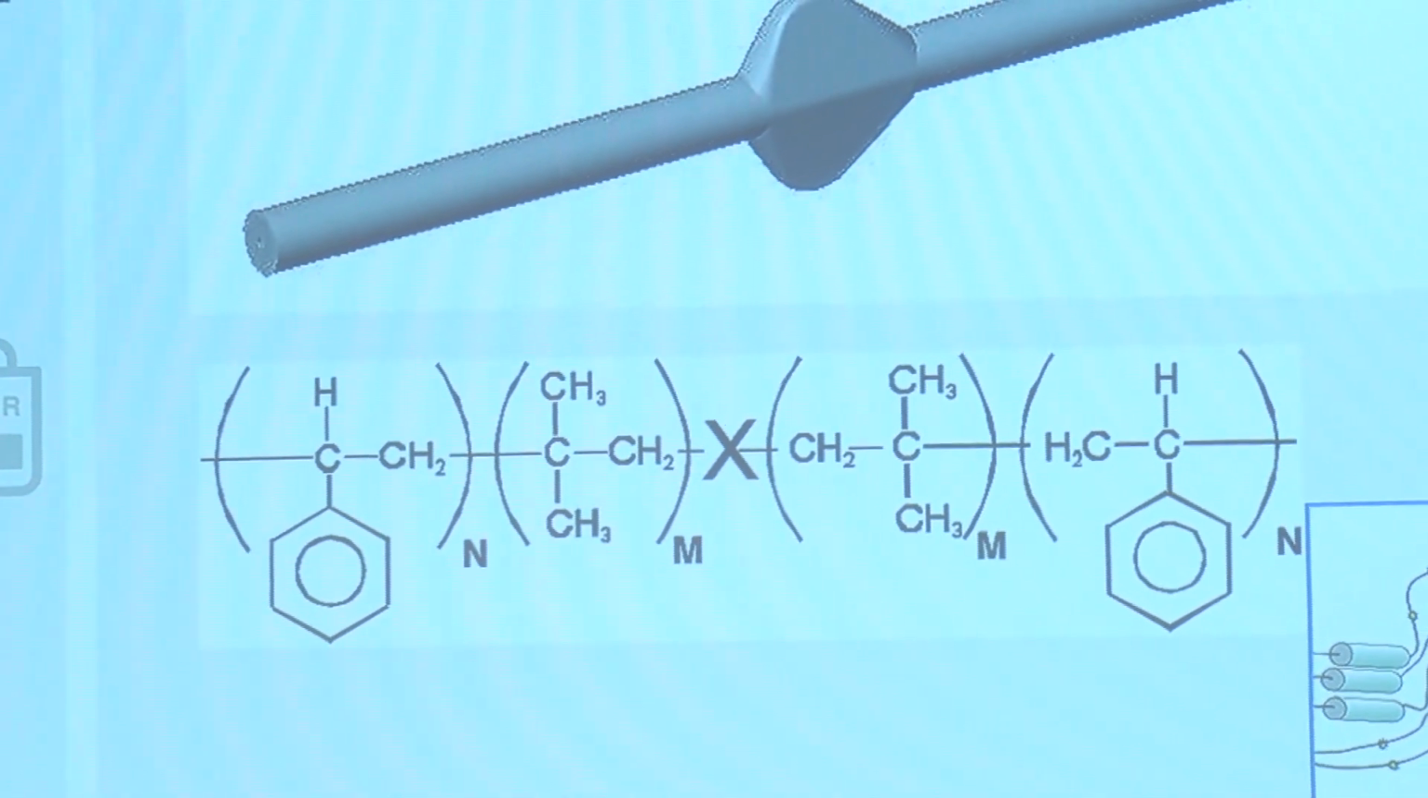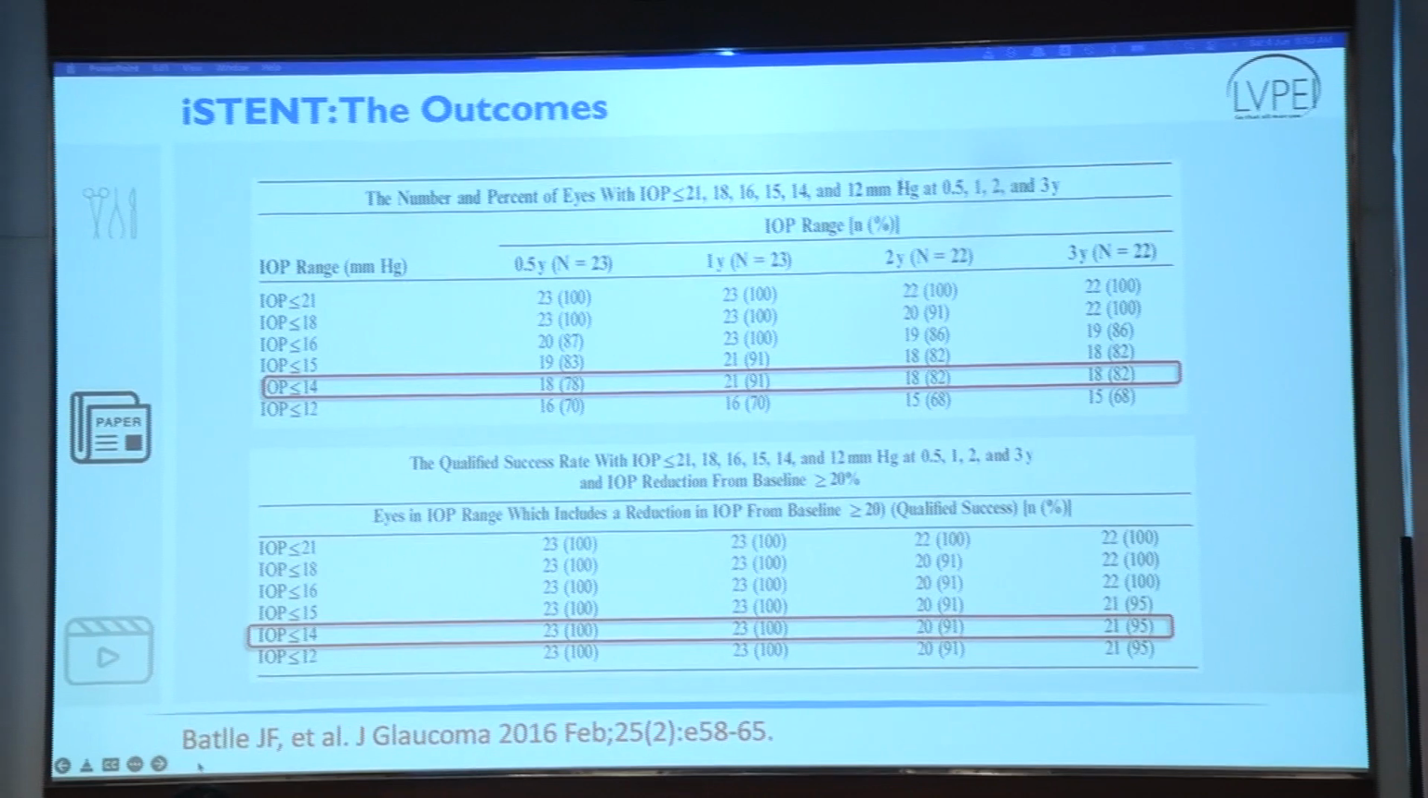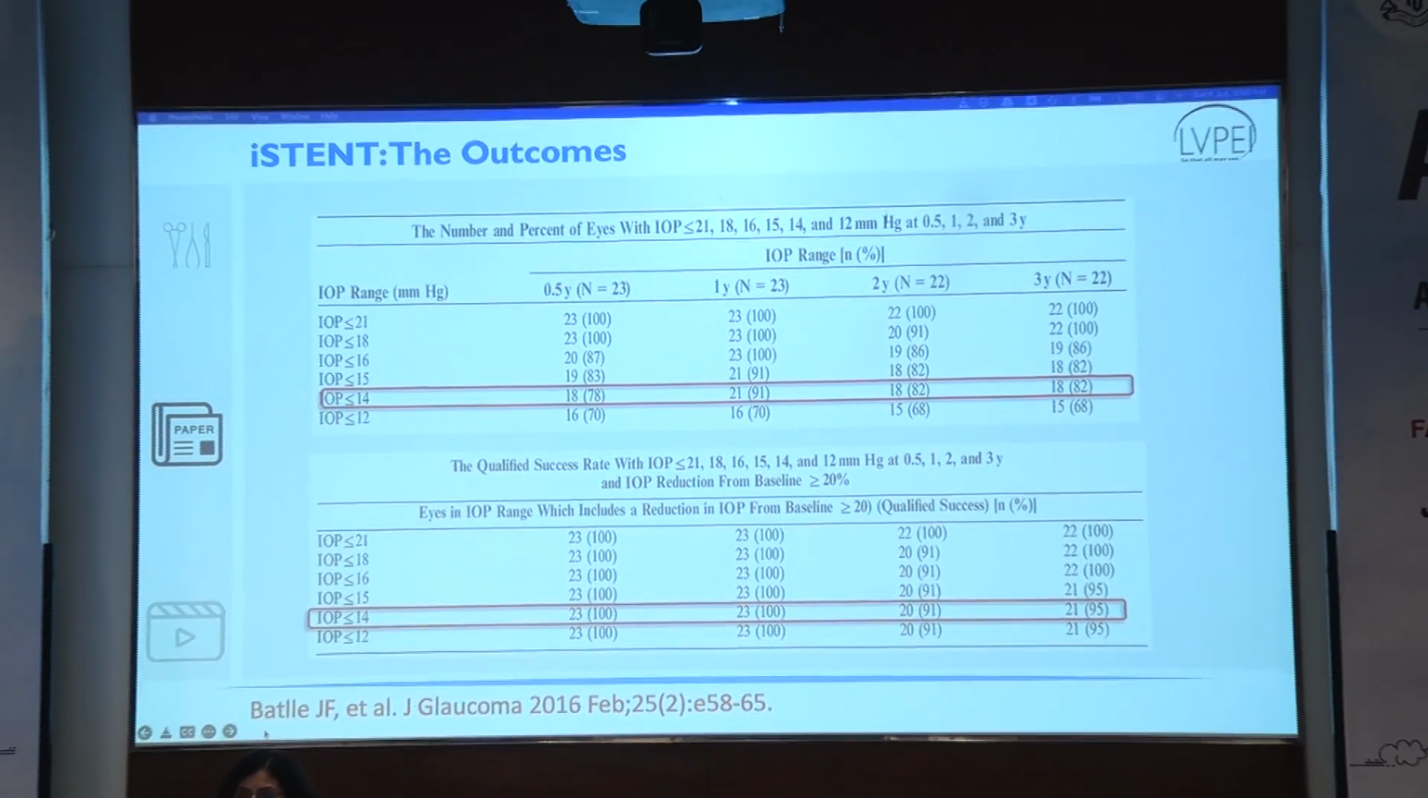So this implant is made of SIBS. SIBS is a material of which many of the cardiac implants are made, and it is amazingly biocompatible. Many people believe it's the most biocompatible plastic that humans have ever made, and it is definitely very small. Now, if you look at the 3-year outcomes, these are amazing outcomes.